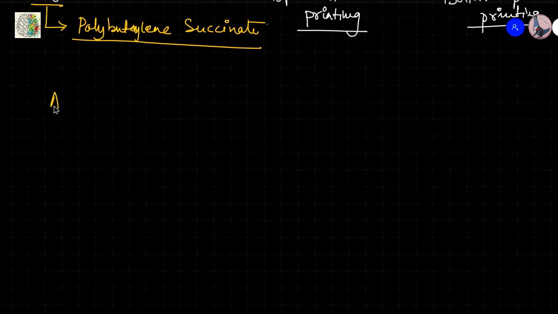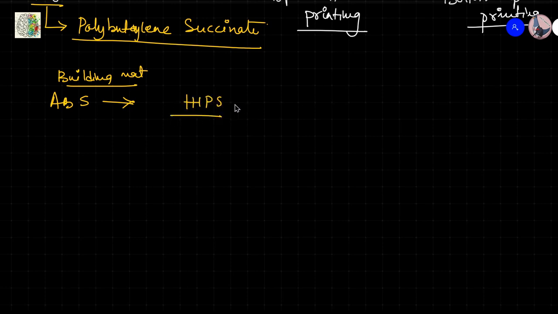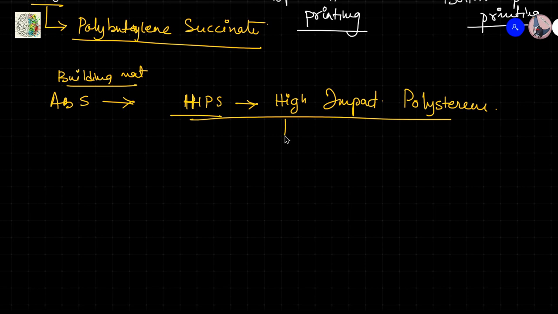And here I will tell you that with ABS, whenever we use ABS as our building material, then for the support material we use HIPS. And yes, they don't lie. Sorry for the idiotic joke. But this HIPS stands for High Impact Polystyrene. Yes, high impact polystyrene, PS is for polystyrene. Okay, so these things are used as support material.